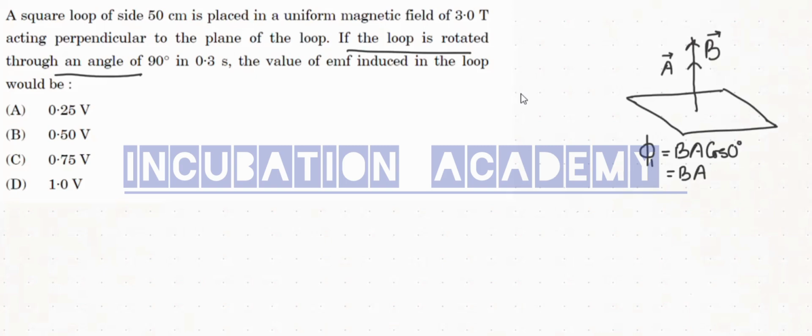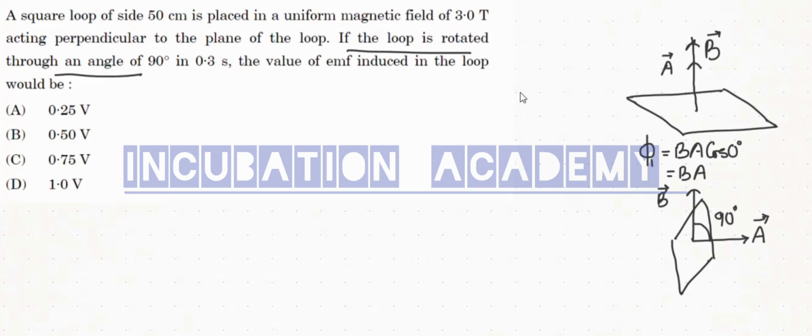If the loop is rotated through an angle of 90 degrees, whatever the direction, the loop is rotated through 90 degrees. So now this is the position of the loop. The magnetic field is in the same direction, but since the loop has rotated by 90 degrees, this is now the direction of the area vector. So the angle between the B vector and the area vector is 90 degrees.